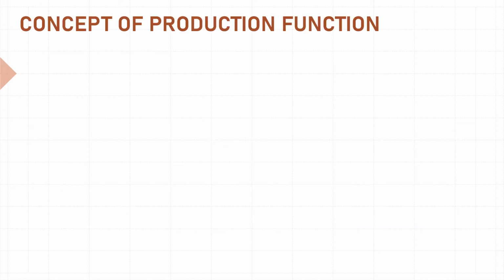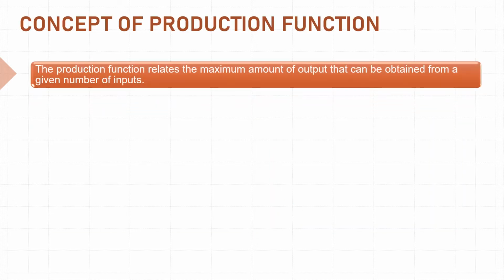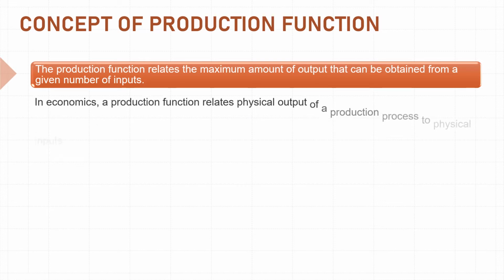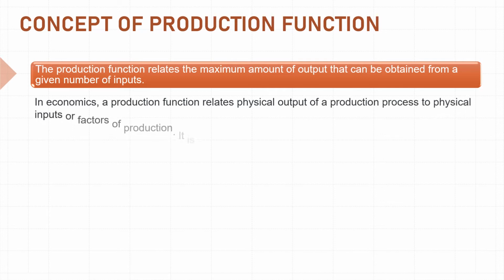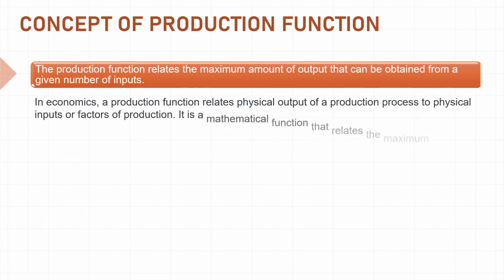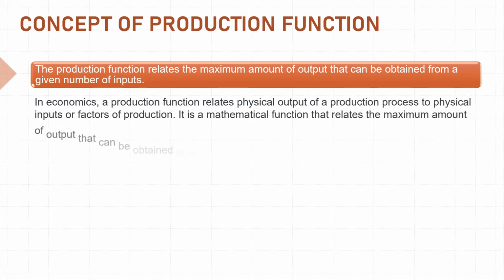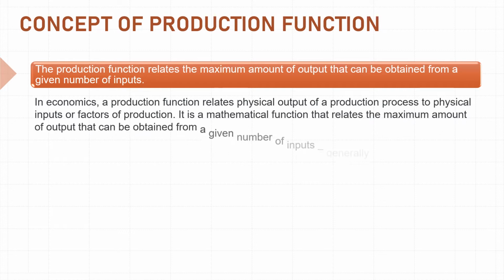Concept of production function. The production function relates the maximum amount of output that can be obtained from a given number of inputs. In economics, a production function relates physical output of a production process to physical inputs or factors of production. It is a mathematical function that relates the maximum amount of output that can be obtained from a given number of inputs, generally capital and labor.